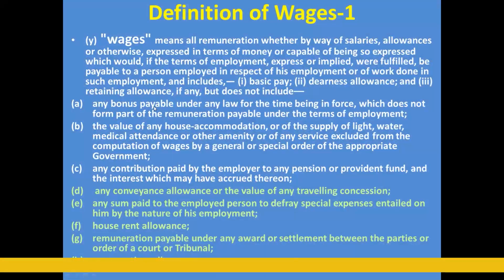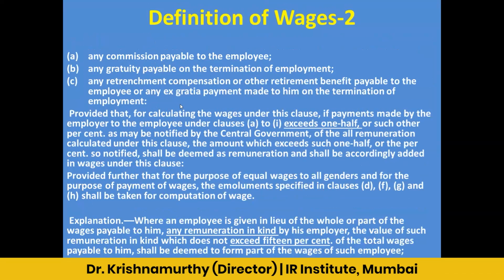Then there is a very important caveat, which I think was also raised in Ravindran's session, about how wages will be calculated. It says that if a payment made by an employer to an employee exceeds 1/2 of such percent as may be notified by the central government. Now for house rent allowance, they have notified 50%. So if it exceeds 50%, then the amount which exceeds that 1/2 or 50% shall be deemed to be remuneration and shall be added accordingly to the wages in this clause. So then you will have to add that amount to the basic wages.